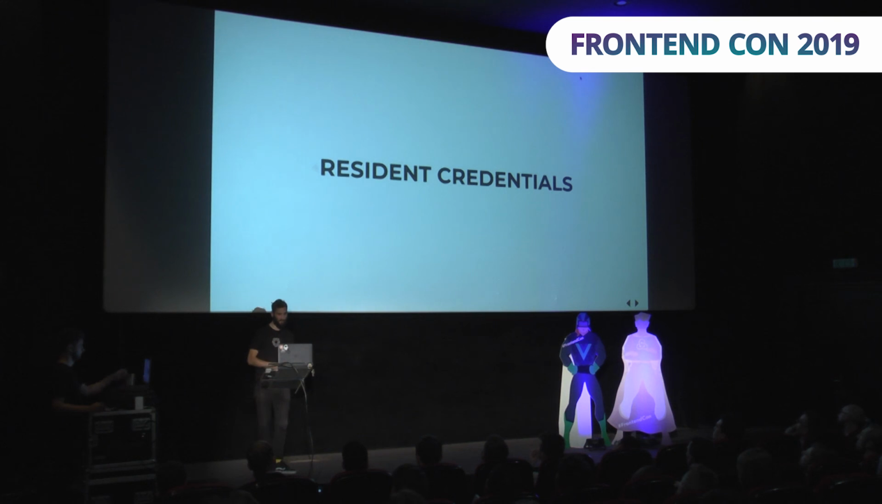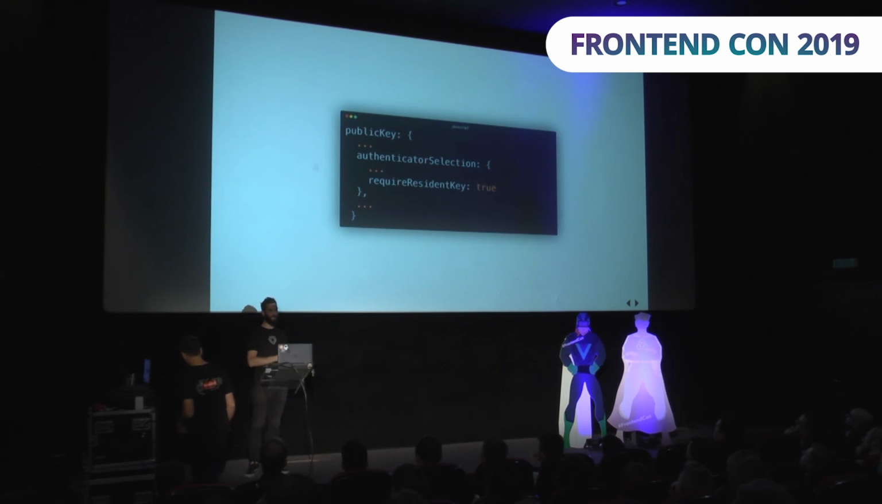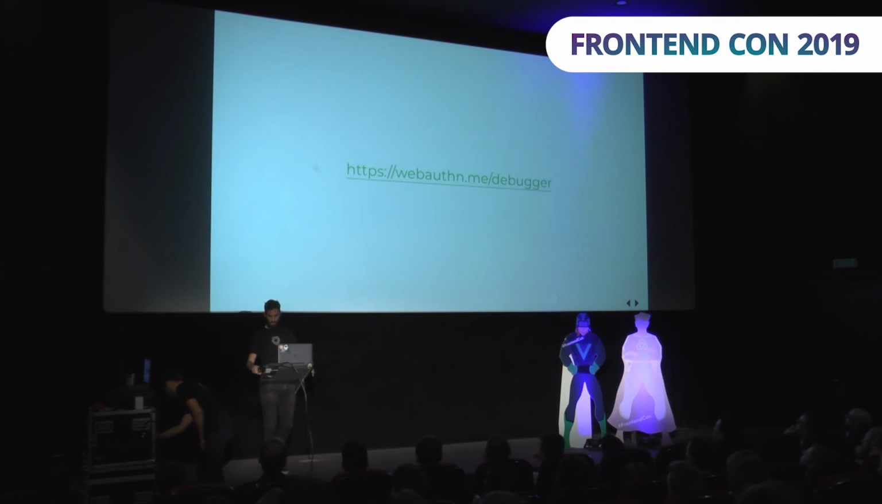So we've seen resident credentials, and this is where it really gets interesting, because up until now we had to save these credentials in the backend, and we had to enter a username to look up in our database which credentials are linked to this user, which is already a big step forward because we don't have passwords anymore, but we still have to type in some things. So if you set this to true in the authenticator selection, what you basically can do is, hope that we have internet.